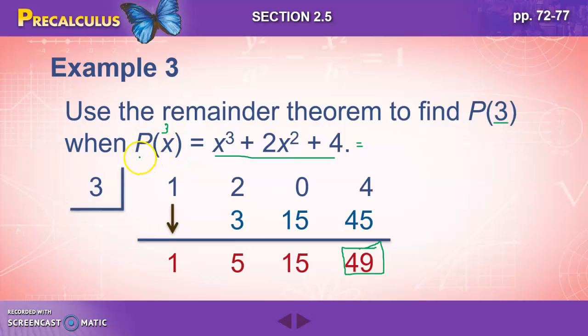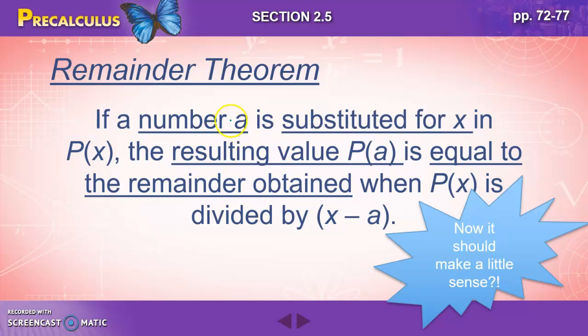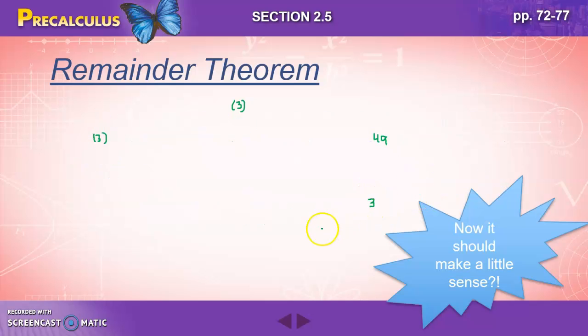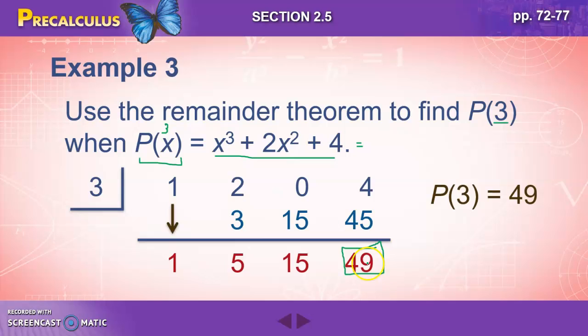And when we plug in p of 3, and we evaluate this polynomial with 3 in for every x, we also get 49. So again, the remainder theorem says if a number a, in our case we use 3, is substituted for x in p of x, which we did, we substituted it and we got 49, the resulting value, p of a, which is 49, is equal to the remainder obtained when p of x is divided by x minus a. When we divided p of x by 3, we got a remainder of 49.